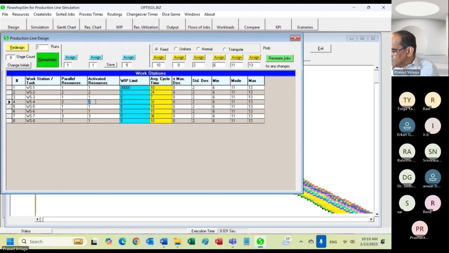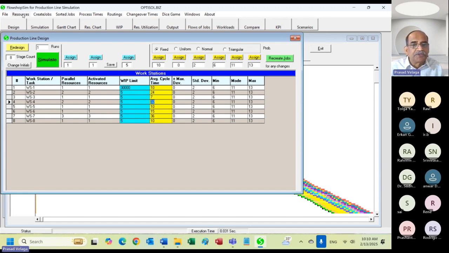Now, even then, here the effective cycle time is 12 because there are two machines. Effective cycle time is 16 because of two machines. Effective cycle time is 12 because of three machines. However, that fourth workstation is a bottleneck because the effective cycle time is 16. So let me simulate this unbalanced production line now.